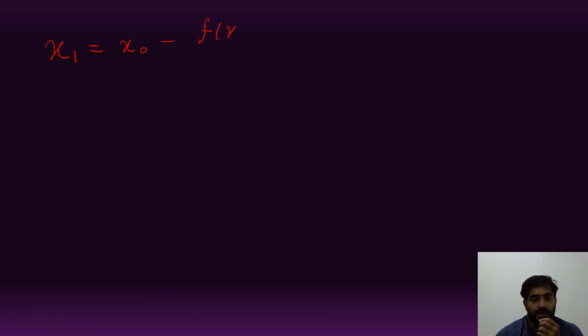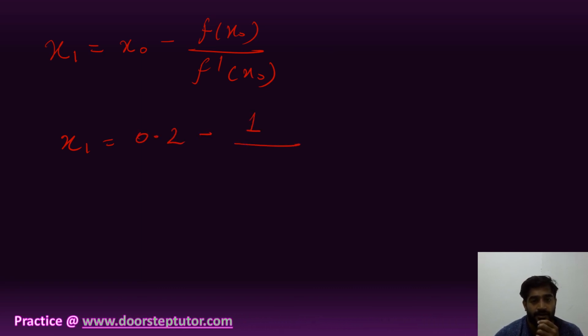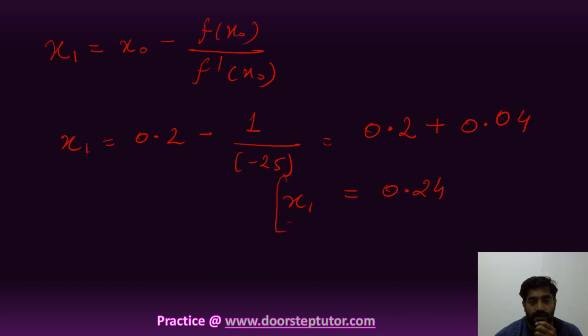So just put the values. x1 is x naught minus f(x naught) upon f dash (x naught). What was x naught? It was 0.2. f(x naught) we found is 1, and f dash (x naught) is minus 25. So if I solve, it will become 0.2 plus 0.04. So the first iteration comes to be 0.24. So this is our required answer.